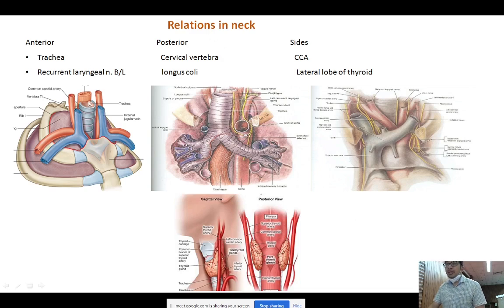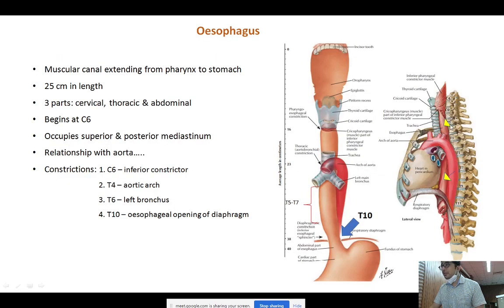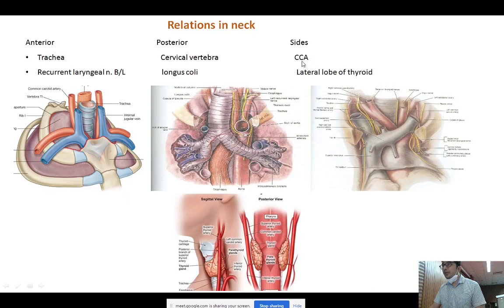Relations in the neck. Anteriorly, you can see the trachea and a recurrent laryngeal nerve on either side, which we have already discussed. Posteriorly, you can see the cervical vertebra in the neck and the muscle known as longus colli. On the sides, common carotids. See, this is the esophagus, with one common carotid here and the other here. And the lateral lobe of thyroid. This is from the posterior aspect. So the lateral lobe of thyroid lies on either side of the esophagus with the common carotids. These are the lateral relations.